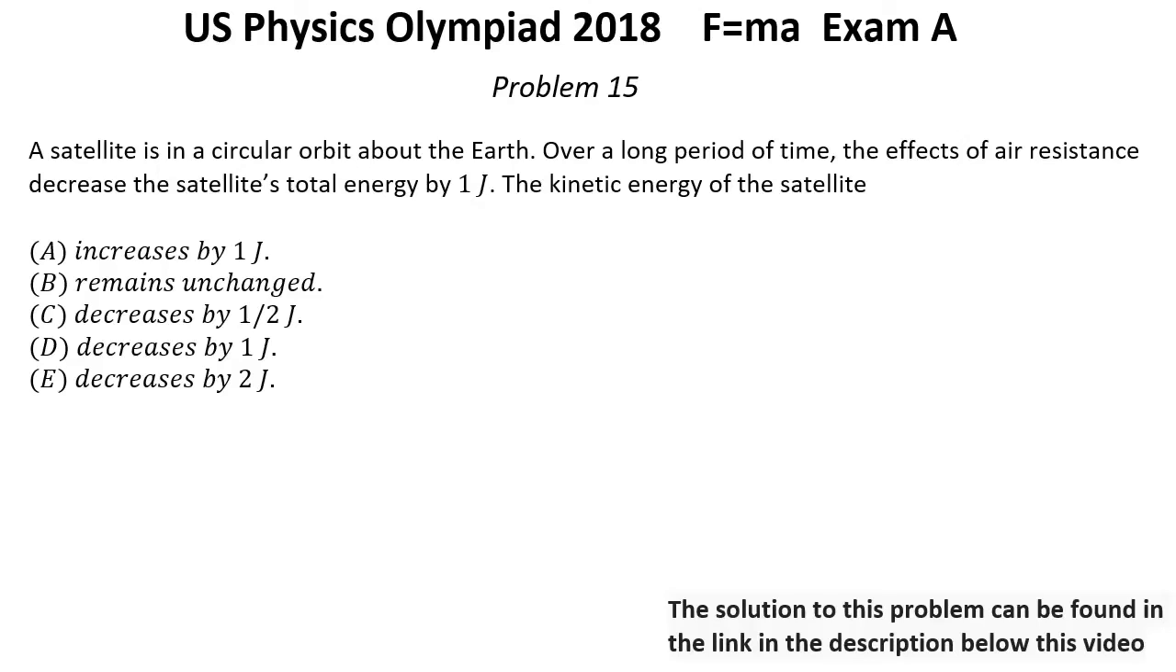Problem number 15. A satellite is in a circular orbit about the Earth. Over a long period of time, the effects of air resistance decrease the satellite's total energy by 1 joule. The kinetic energy of the satellite.